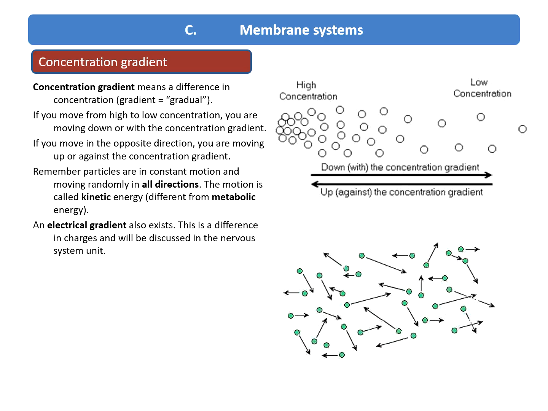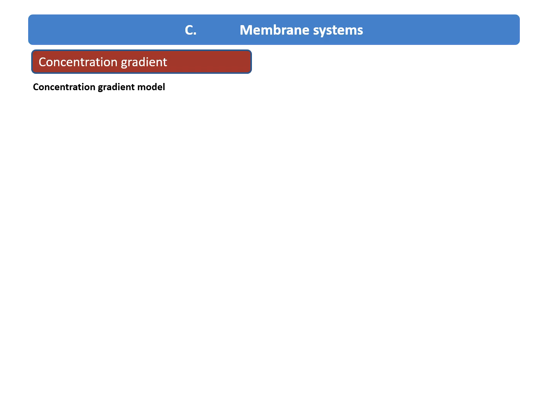An electrical gradient also exists. This is the difference in charges and will be discussed in the nervous system unit. An electrochemical gradient is a combination of the two gradients.